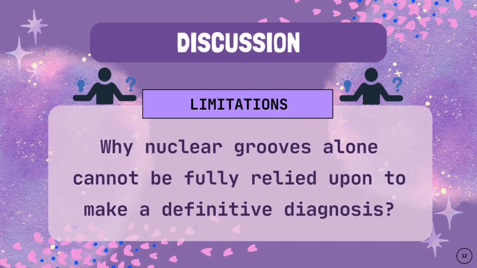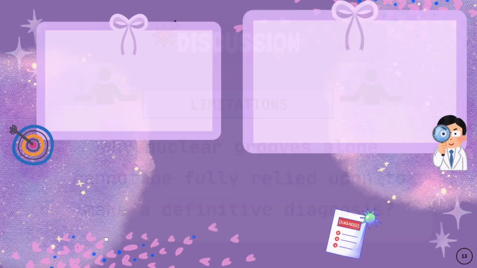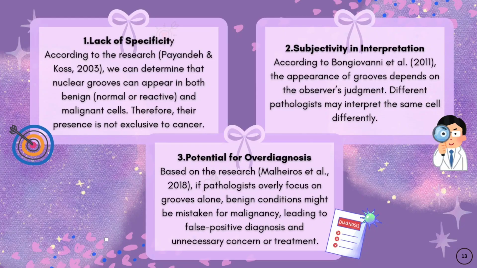What are the limitations of nuclear grooves, and why can nuclear grooves alone not be fully relied upon to make a definitive diagnosis? The first limitation is lack of specificity. According to the research by Payande and Cross 2003, nuclear grooves can appear in both benign, normal or reactive, and malignant cells. Therefore, their presence is not exclusive only to cancerous cells.